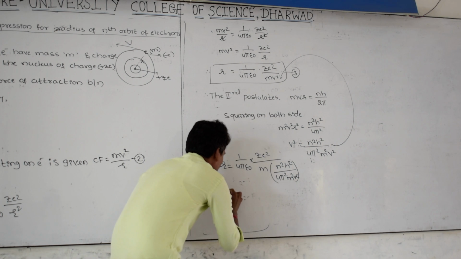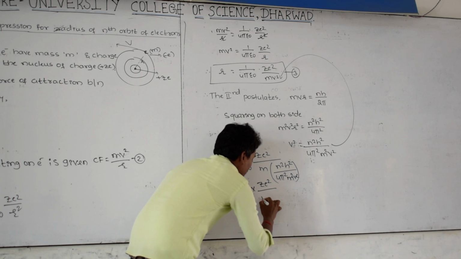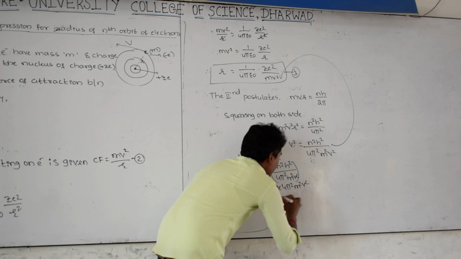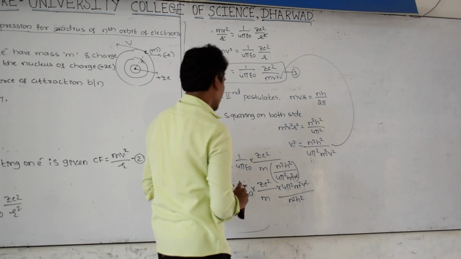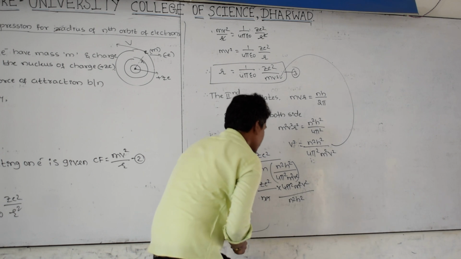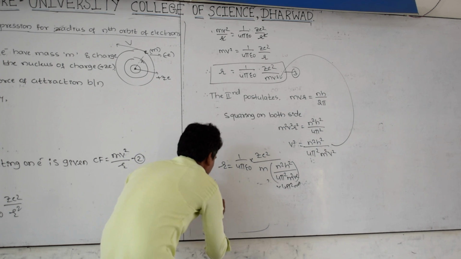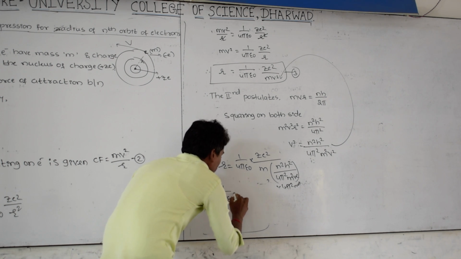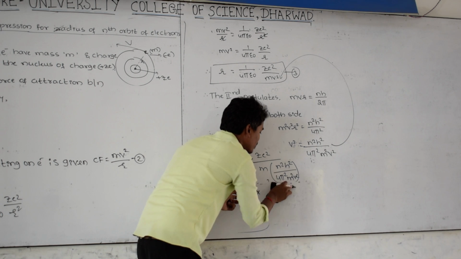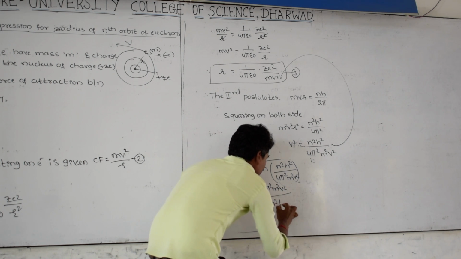Cancel the terms. r is equal to 1 by 4 pi epsilon naught into z e square divided by m as it is, and take this term to the numerator, 4 pi square m square r square divided by n square h square, and cancel 4 pi square, and m and m square get cancelled. Next, one more step: r is equal to 1 by 4 pi epsilon naught into z e square divided by m into, taking this to the numerator, 4 pi square m square r square divided by n square h square.